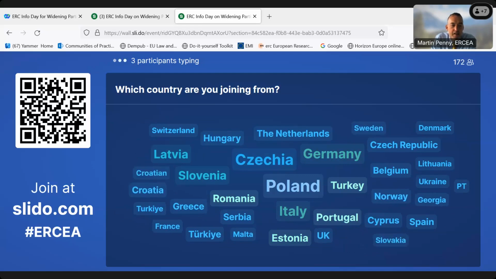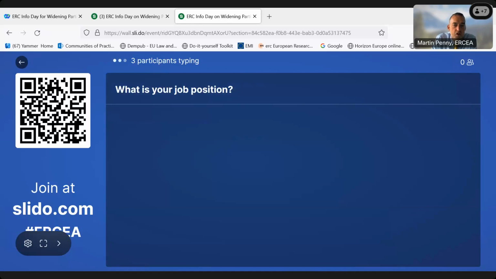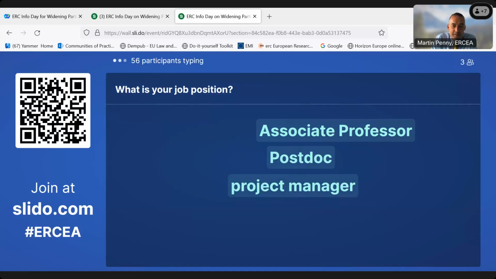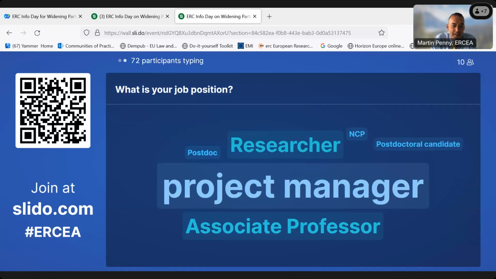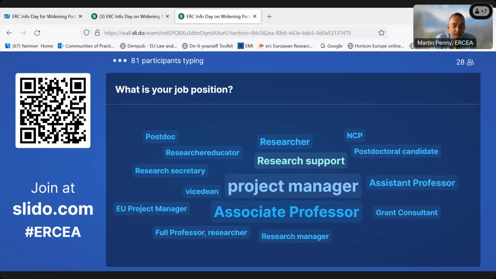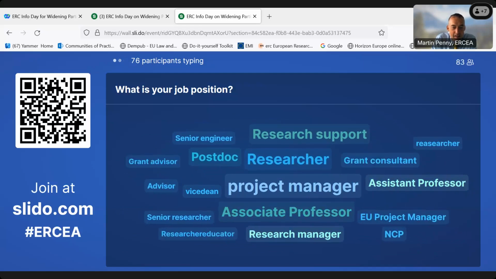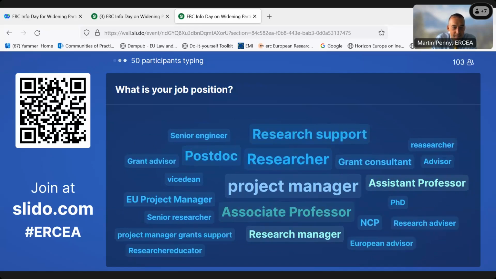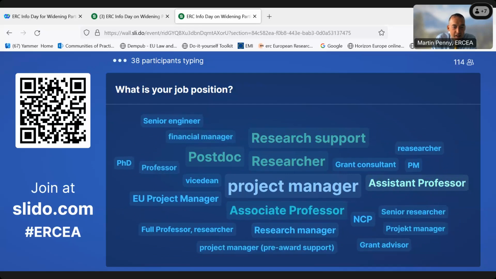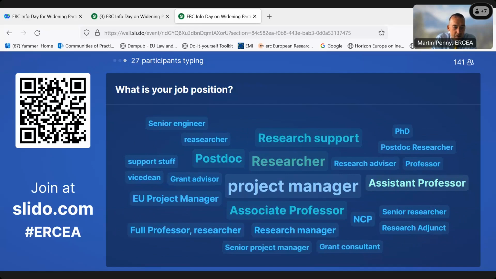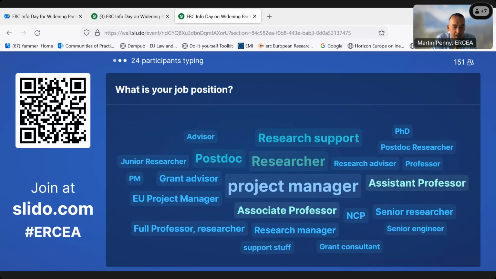Okay, I have a second question, which is, what's your job position? Are you a researcher? Are you research support? Are you a European advisor? I see the first one coming, associate professor. Are you postdocs? Are you PhD students? I see NCPs coming up. Are you a European advisor, project manager? I see a lot of project managers, research support, EU project managers, also a lot of individual researchers, full professors, financial managers.